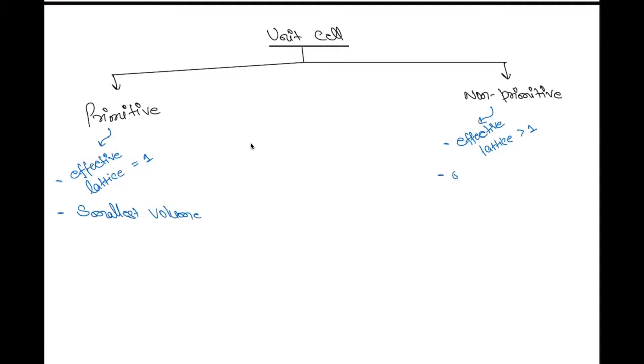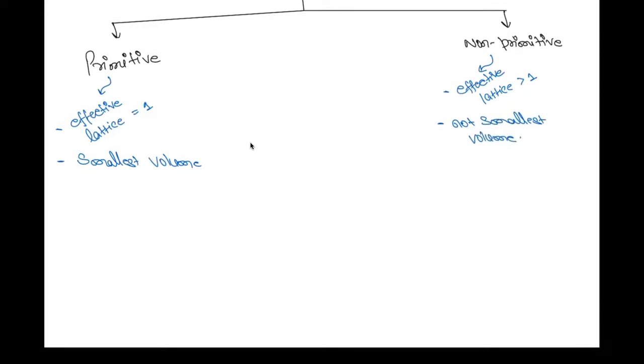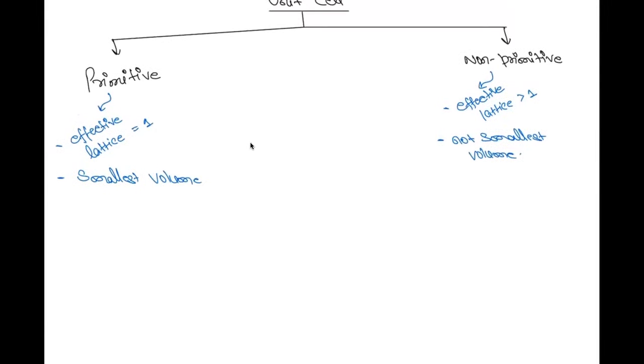Again, right? Effective lattice equals to one means that it will contain only one atom or ion or molecule here. For example, I'm writing atoms everywhere, right? When I'm writing atoms, you can assume it as an atom or a group of atoms or ions or molecules, whatever the basis we are talking about, basis, right?